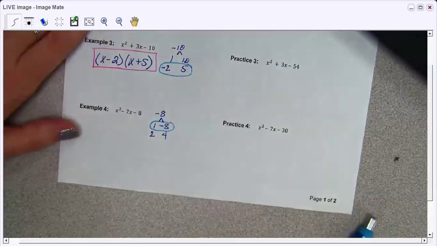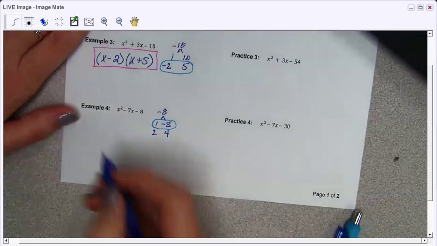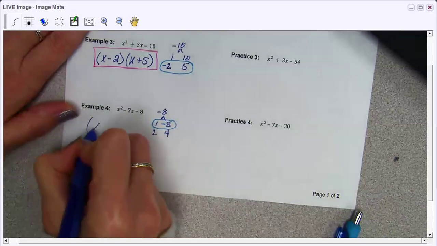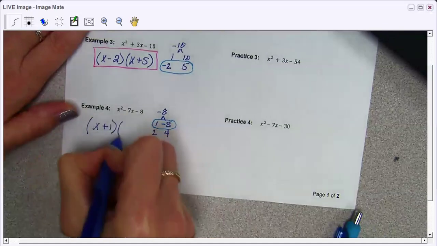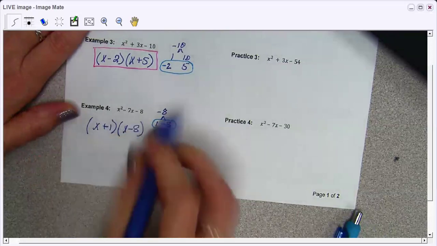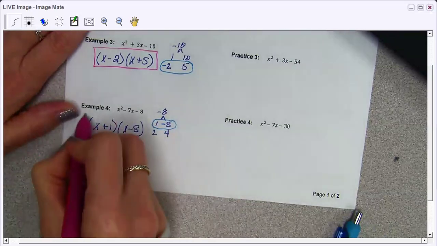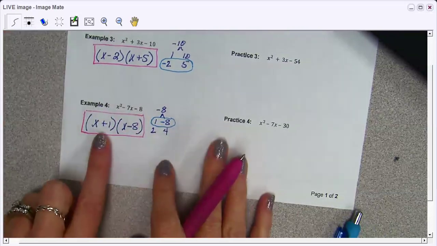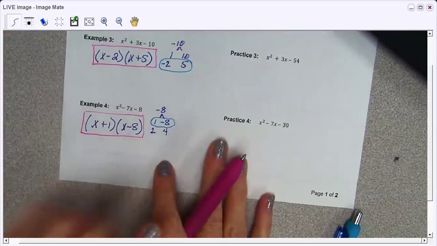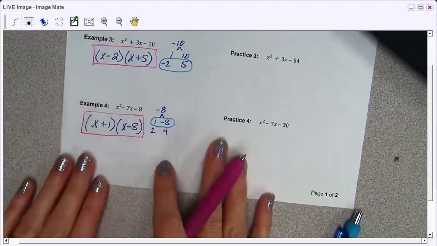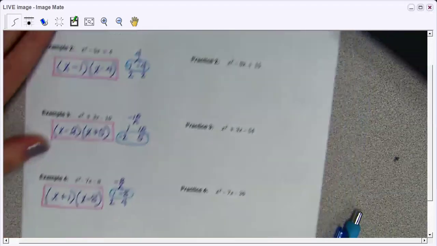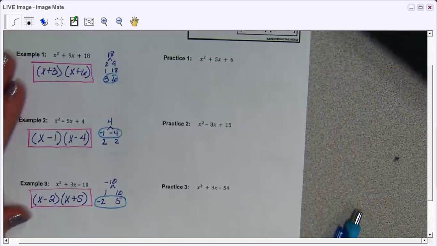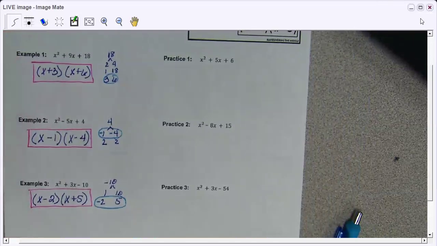Okay. So we end up with x plus 1, x minus 8. Okay. Now, I get this question every time. It doesn't matter if x plus 1 is first or x minus 8 is first. It does not matter. Okay. So what I'd like for you to do now is do practice 1 through 4. I'm going to pause the video, so when we come back, you will see the answers.